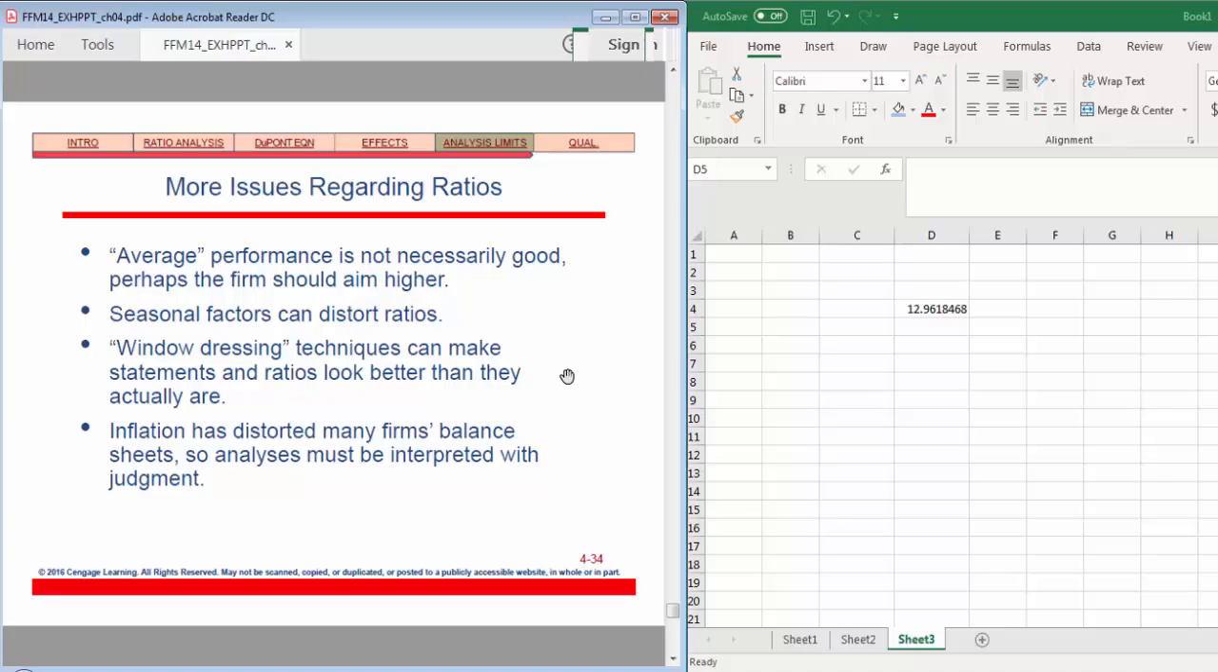Inflation has distorted many firms' balance sheets, so an analysis must be interpreted with judgment.